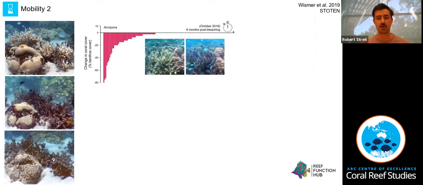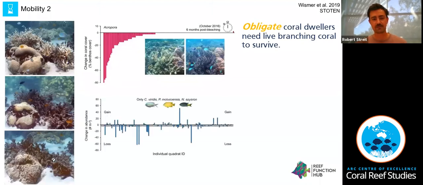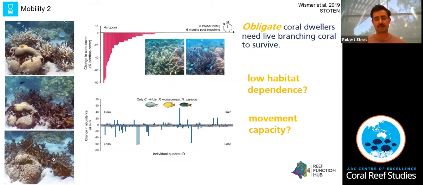And because these fishes are obligate coral dwellers, and we think they really need that coral to survive, we would expect the same trend to happen with fishes. However, we found what we call a spatial mismatch in coral loss and fish abundance. And what that means is that either the habitat dependence of these fishes on the coral might be lower than we think, or alternatively, these fishes might have a higher movement capacity than we think. Usually we see them associated with these corals, so we don't think they move much, but actually they might have the ability to move quite a bit.